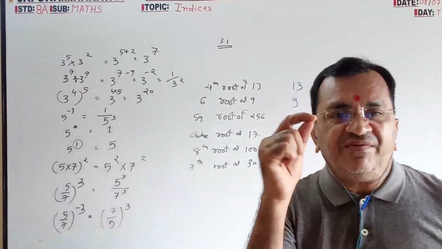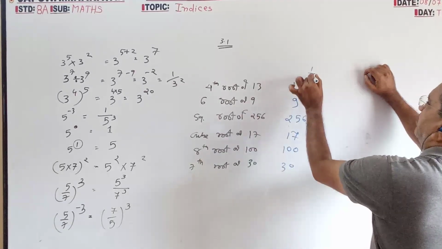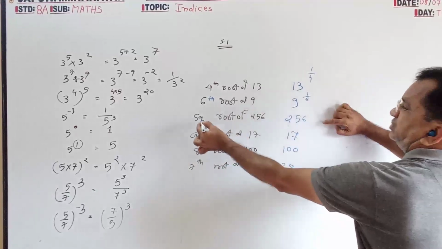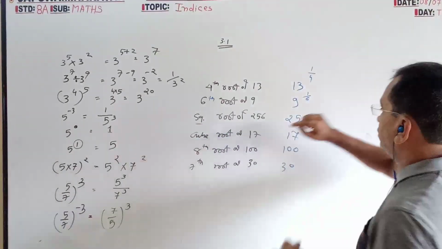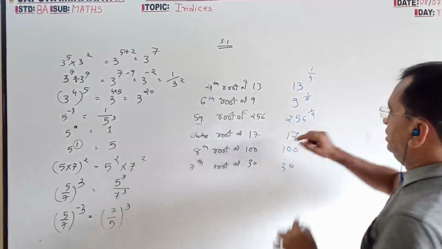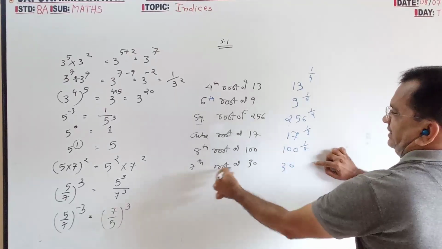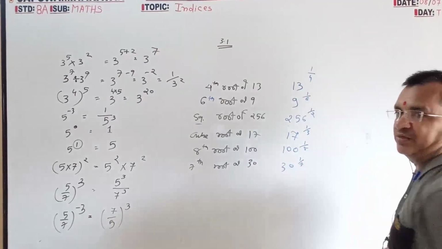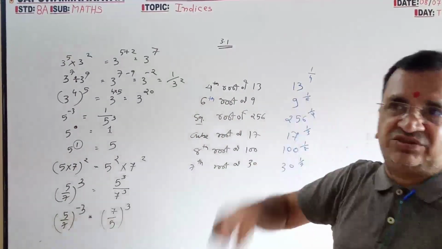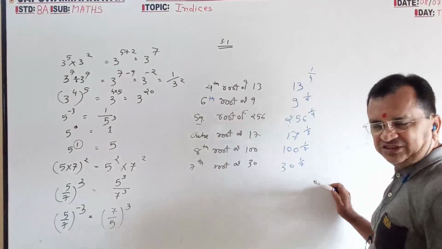Now root, the power you have to write as 1 divided by: fourth root, it is 1 by 4. Sixth root, it is 1 by 6. Square means 2, square root. Cube means 3, 1 by 3. Eighth root, 1 by 8. Seventh root, 1 by 7. So I have written from the word to the symbol. Now next question, from symbol to word. Take screenshot fast.